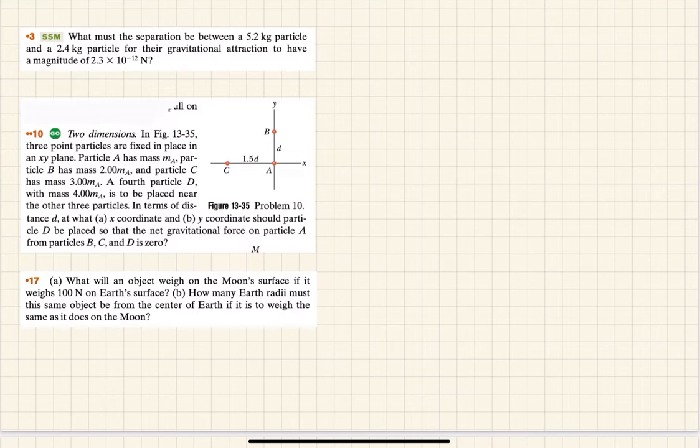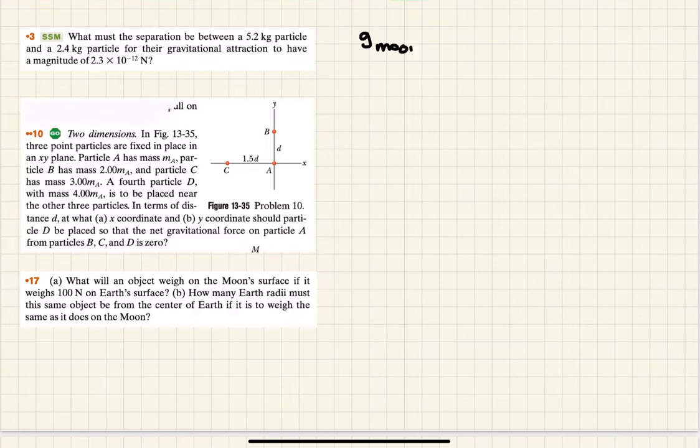All right, time for number 17 here. What will an object weigh on the moon's surface if it weighs 100 newtons on the Earth's surface? So I'm going to pull some numbers out of nowhere here. I'm sure if this was on a test, you would get the values. If it's on a homework, you would probably have to search it up. But we know the mass of the moon, the mass of the Earth, the radius of the moon, and the radius of the Earth. And so you can solve for the acceleration due to gravity on the moon with these values using Newton's law of gravitation. I'm going to skip that step a little.